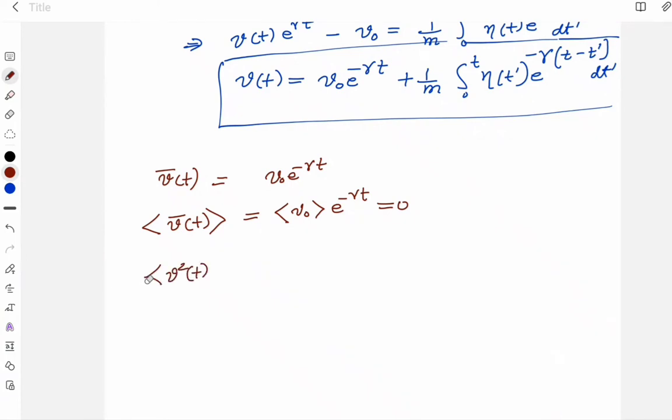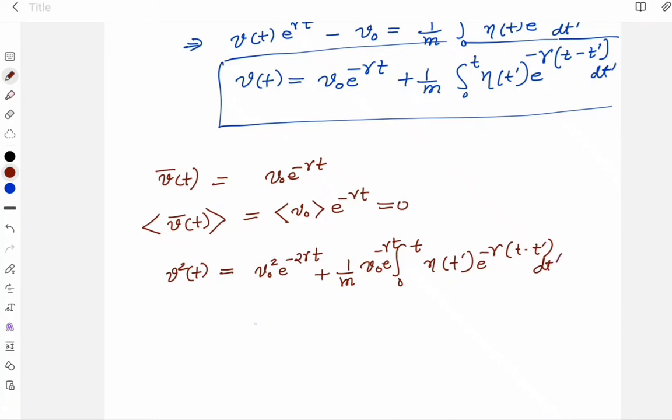Okay, first just write it, what is the expression of it. So it is v0 square e to the power minus 2 gamma t plus 1 over m integral from 0 to t of v0 e to the power minus gamma t eta t prime e to the power minus gamma (t minus t prime) dt prime plus 1 over m square integral from 0 to t.